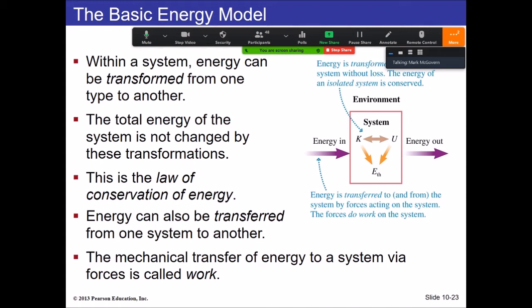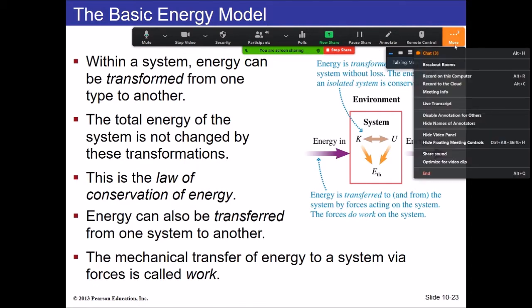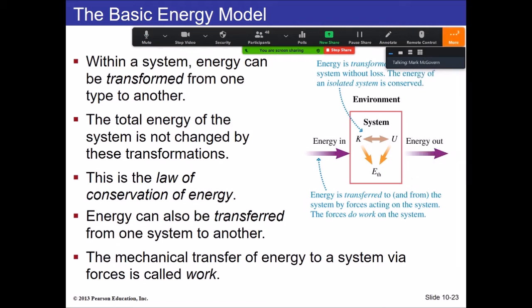But in physics, work means a force applied to an object that pushes it through a distance to increase or decrease the energy of the system. That's what it means. It's a force applied to an object that pushes the object or pulls it or whatever, that either increases or decreases the energy of the system.